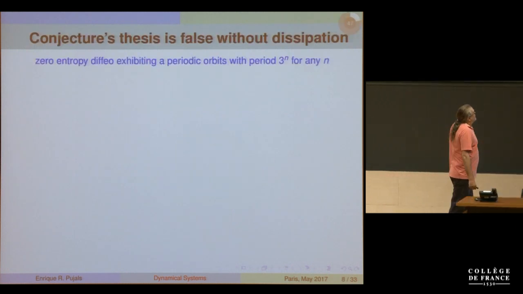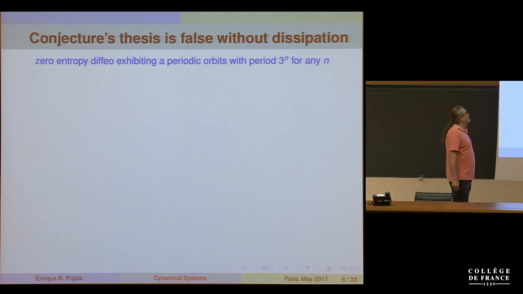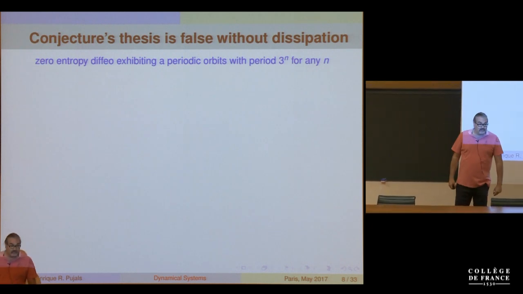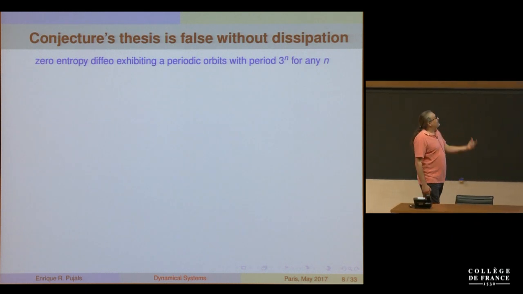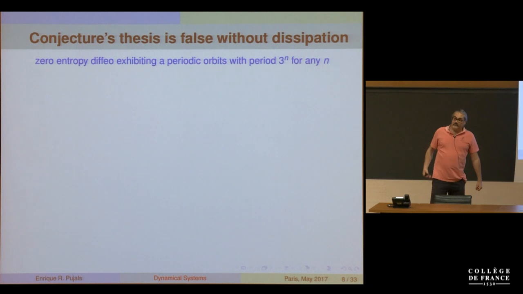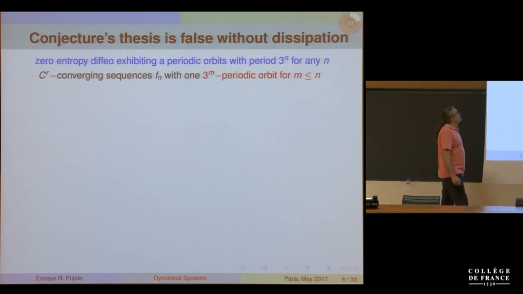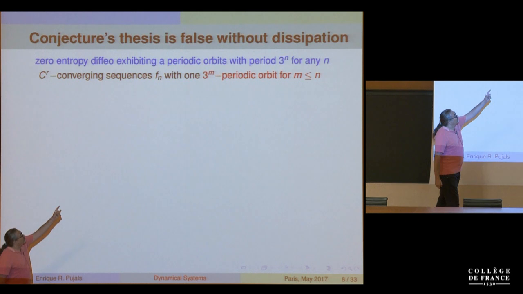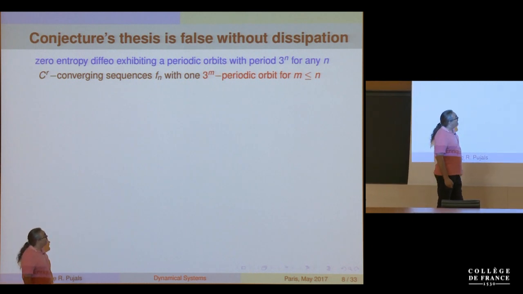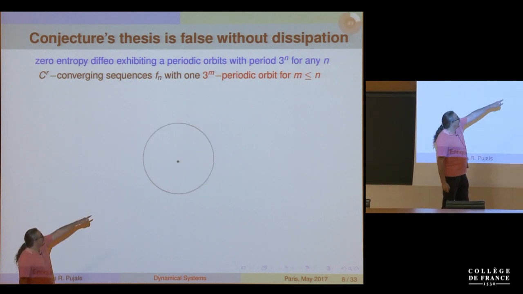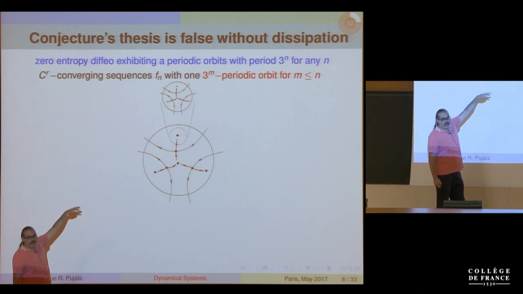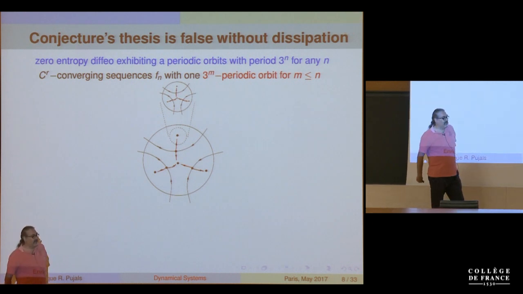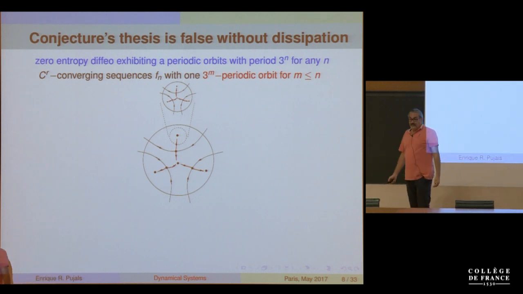They already knew that this conjecture is going to be false without the dissipation, because in fact, you can build zero entropy diffeomorphisms exhibiting periodic orbits with period 3 to the n, and it's the same idea. There is a C^r convergent sequence where each F_n has periodic orbits of period 3 to the k with any k smaller than or equal to n, and you start with the same. You produce a periodic orbit of period 3, and inside there, you insert the same, and you keep doing this, and you produce this cascade, but then you have periodic points of period 3 to the n.